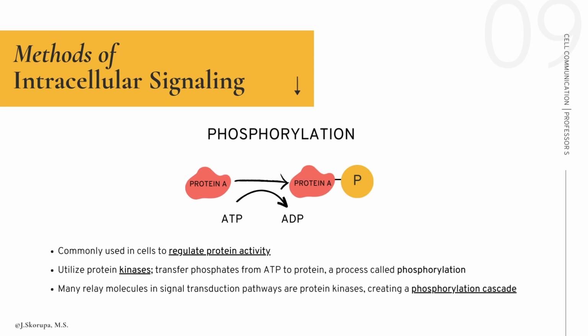Notice in the reaction above, we start with two reactants, protein A and ATP. One of the phosphates of ATP is transferred to protein A, creating ADP, which is adenosine diphosphate. Many relay molecules in signaling transduction pathways are protein kinases, as we will see, and this often creates a phosphorylation cascade.